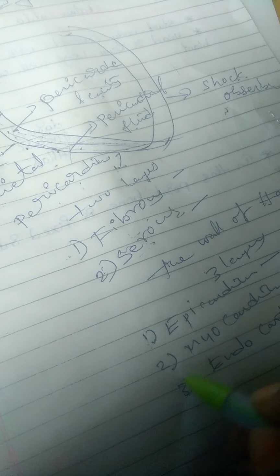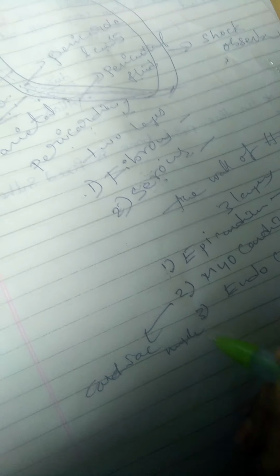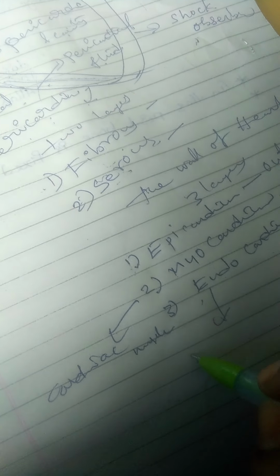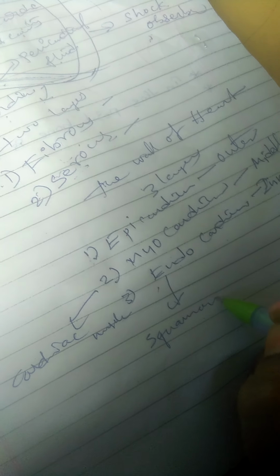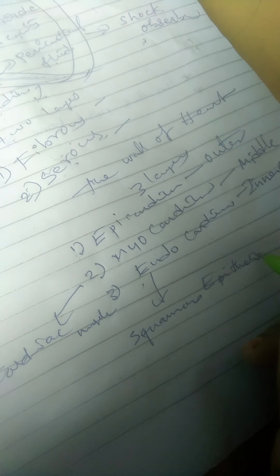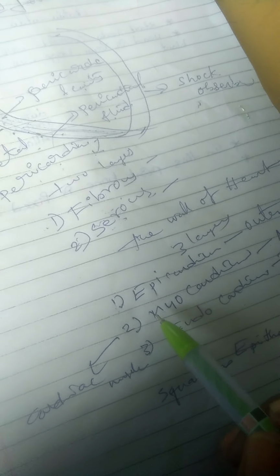Next, the myocardium is made up of cardiac muscle, and the epicardium and endocardium are made up of simple squamous epithelium.